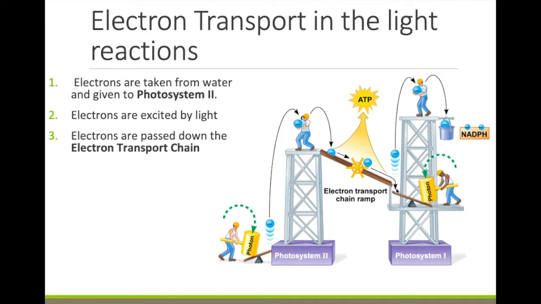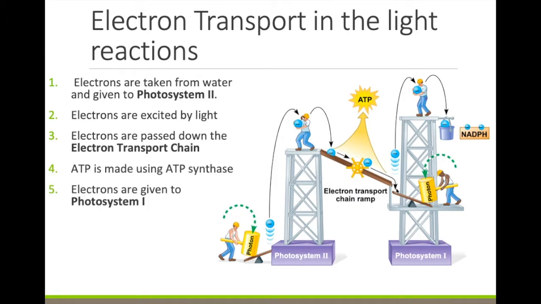Back to the electron. When the electron gets to the end of the transport chain, so ATP synthase is made, the electron is eventually given to Photosystem 1. Remember, Photosystem 1 acts second. The photon of light is needed again, so light is going to come in and excite this electron a second time. The electron gets excited to an even higher energy state.